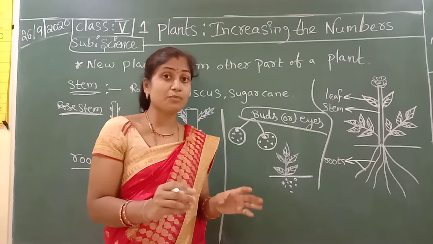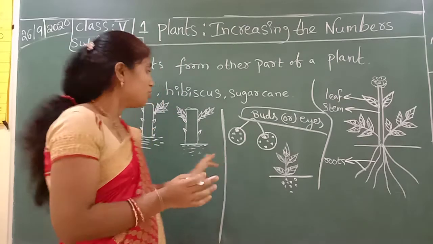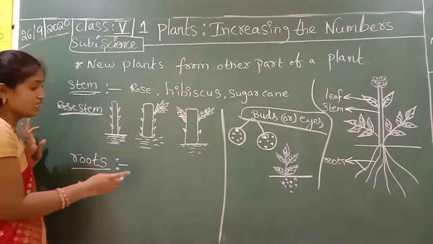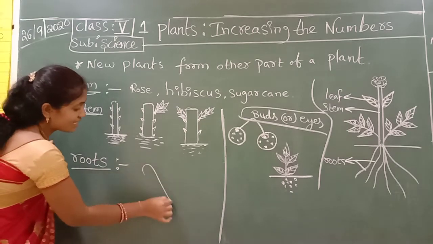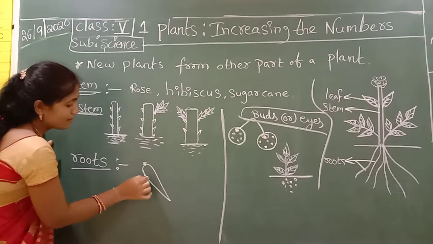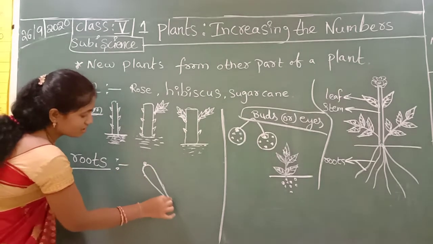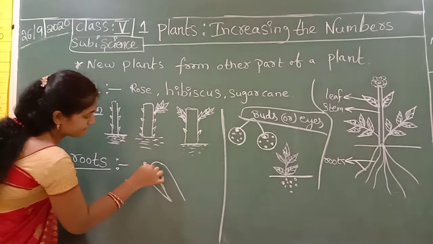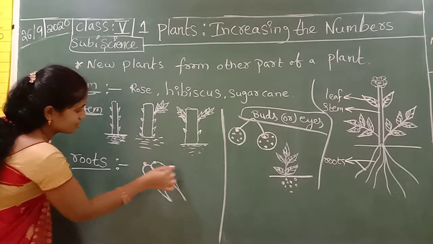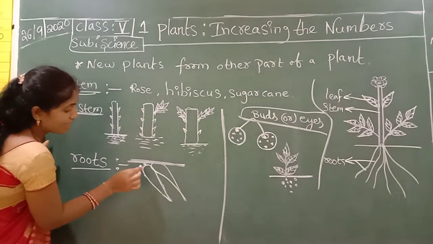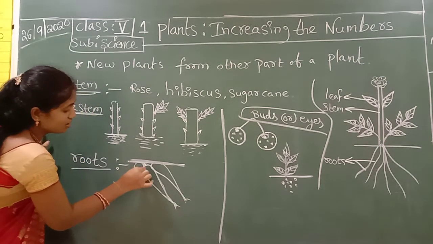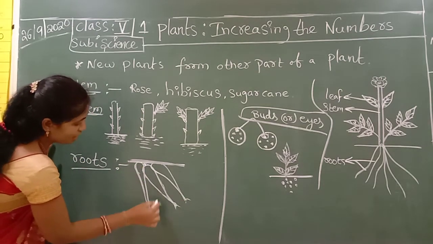These roots can also produce a new plant. Only the root parts we are eating, so carrots and sweet potatoes. This is under the ground only, we will get these carrots and sweet potatoes.